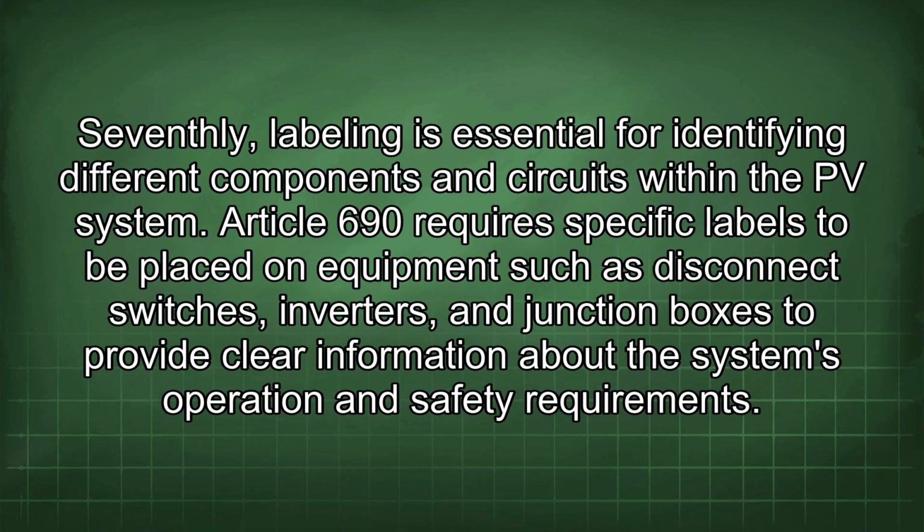Seventhly, labeling is essential for identifying different components and circuits within the PV system. Article 690 requires specific labels to be placed on equipment such as disconnect switches, inverters, and junction boxes to provide clear information about the system's operation and safety requirements.